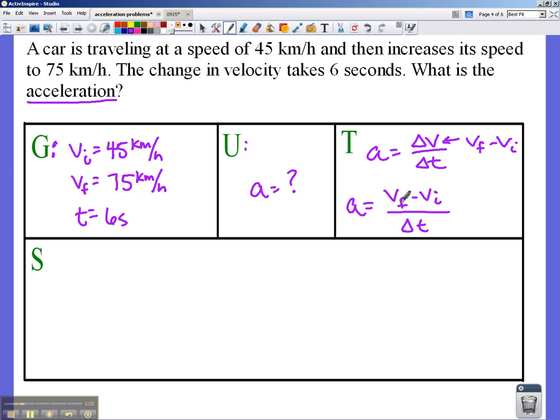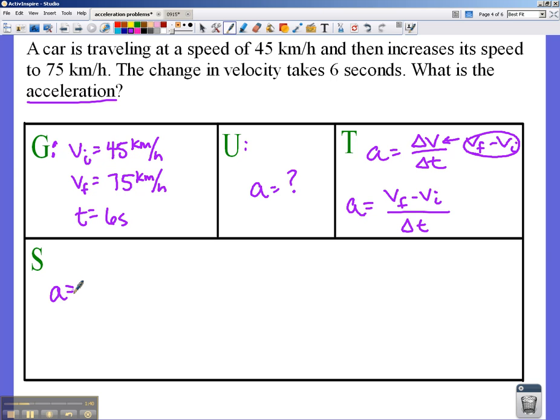Now, I didn't do anything real special here. I just substituted what I know. Change in velocity is right here, so I know change in velocity equals this, so I can write it here. So acceleration equals final velocity minus initial velocity divided by time. So come down here to the bottom, and from here, really, it's just a plug and chug.